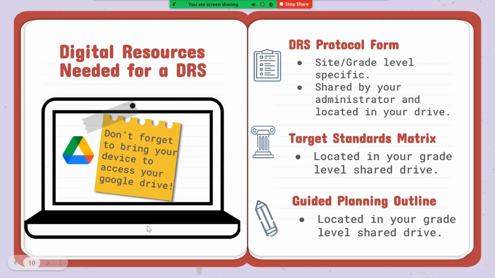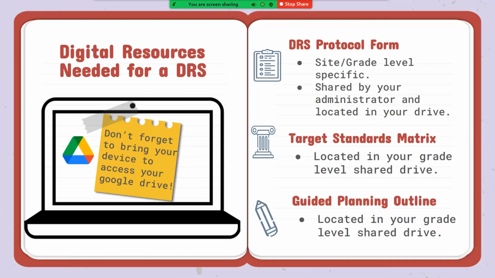There are also digital resources needed for a DRS. Many of your digital resources will be located in your Google Drive. The first is the DRS protocol form. These forms are site and grade level specific and were shared with you by your administrator. The next resource you will need is your standards matrix. This is located in your grade level shared drive.